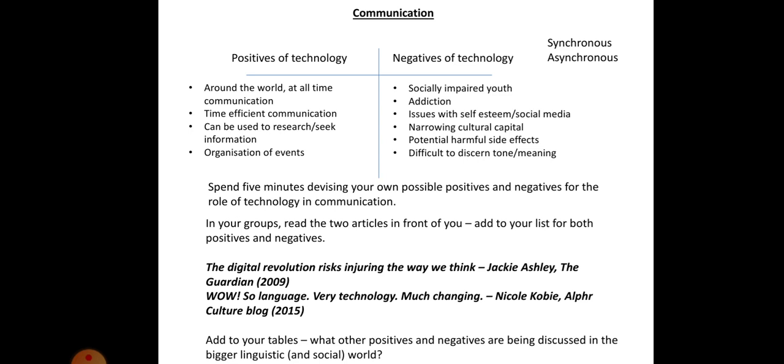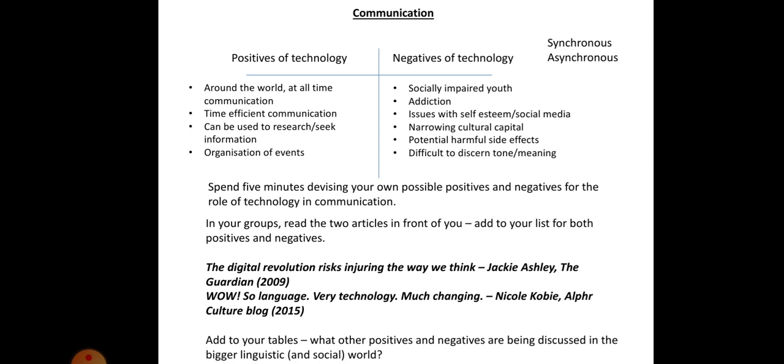Narrowing of the cultural capital: if you're using your phone but you're not really using it for anything in terms of researching or reading or looking around, are you really broadening your horizons? If you're just messaging the same people and not really talking about anything of any consequence, does it narrow what we're potentially seeing?